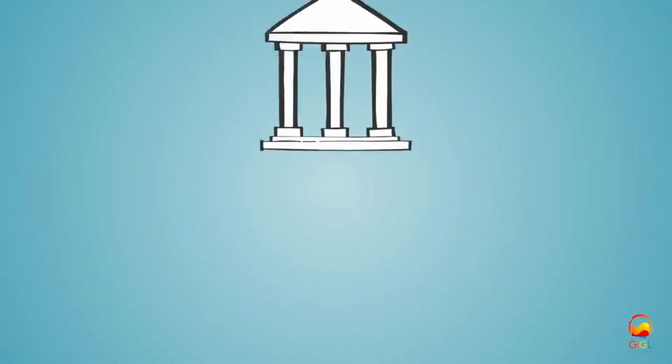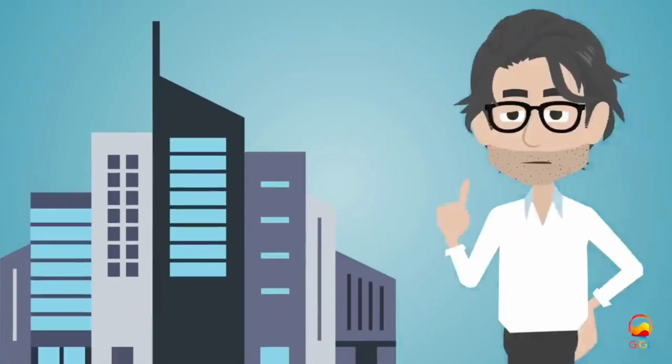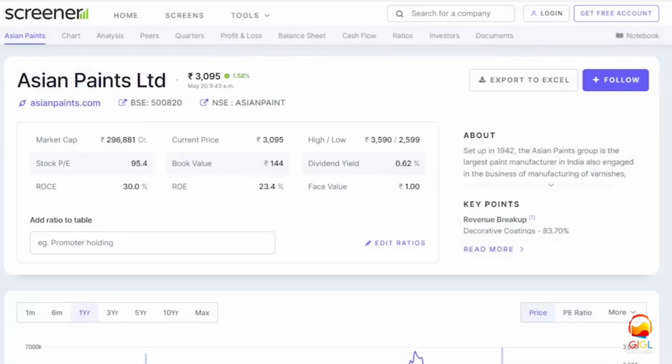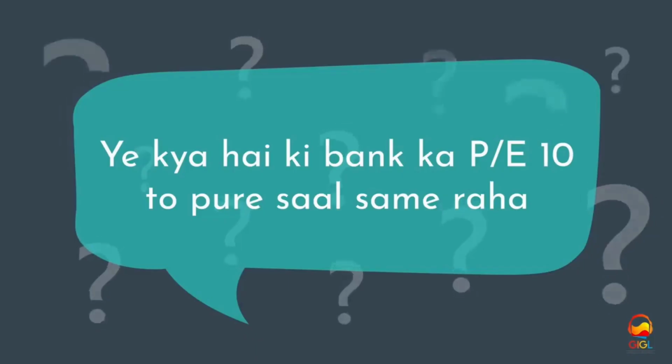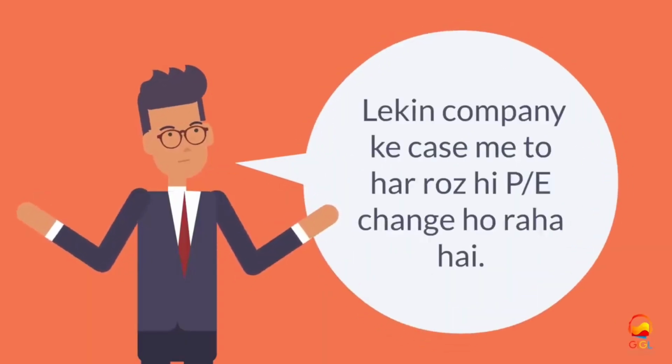Now the most interesting thing is that as long as the interest rate of the bank remains the same, its PE will also be the same. But this is not the case with a company. Its PE is always changing. For example, if we go to Screener.in and open the company Asian Paints and see the chart of PE, it keeps going up and down every day. So the most difficult question is, the bank's PE of 10 remained the same for the whole year, but why is the company's PE changing every day?